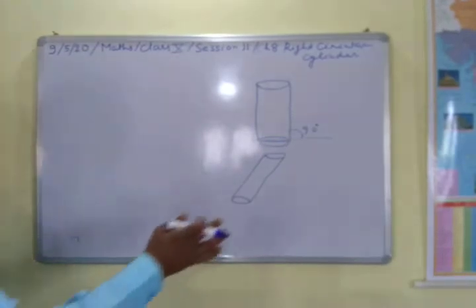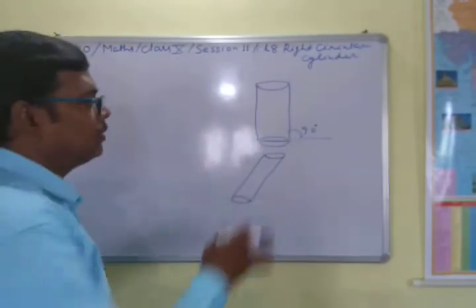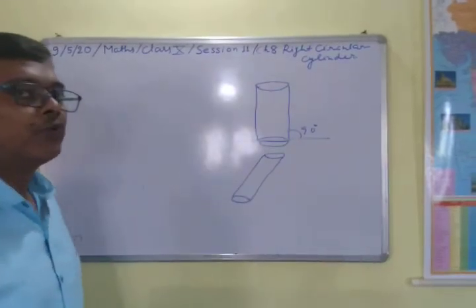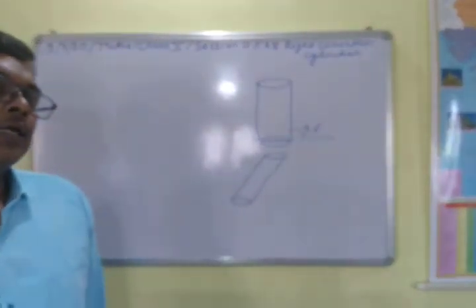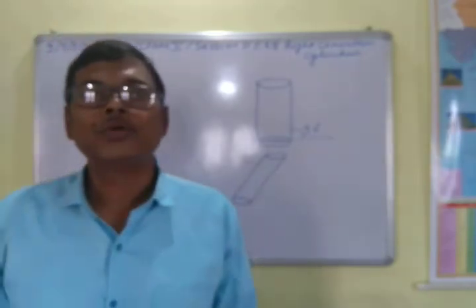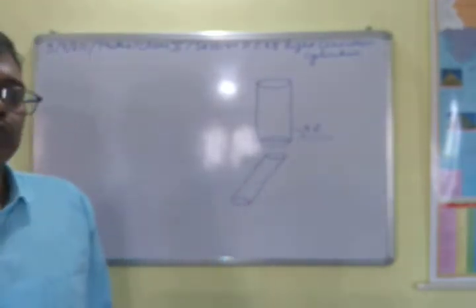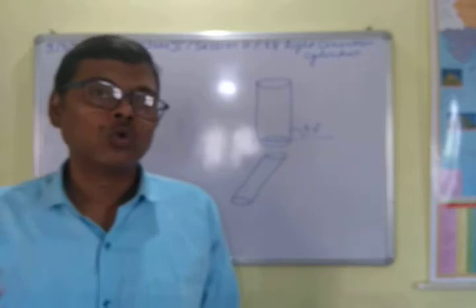We will only discuss this type of cylinder, and in it we will find the curved surface area of the cylinder and then the total surface area of the cylinder. Then we have the volume and the total surface area of a hollow pipe also. These are the points which we will discuss here.